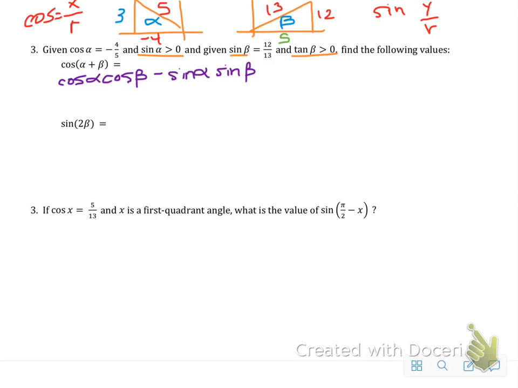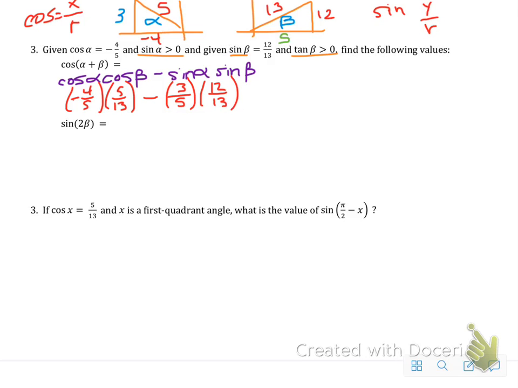Again, I'm not changing the alpha and the beta because I haven't been told what values those are, but I do know the values of the trig that goes with them. So cosine alpha, I was already given, is -4/5. Cosine beta is going to be 5/13. And my second term, sine alpha, is going to be 3/5. That's the y over the r. And the sine of beta is going to be 12/13.